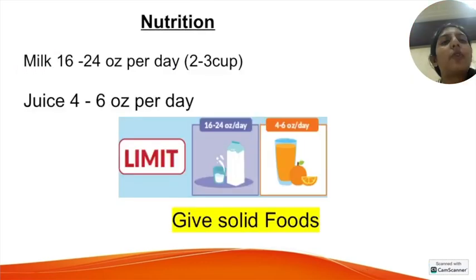Then coming on to nutrition. The child should already be eating solid food, and we always limit milk to 2 or 3 cups per day. Juice is limited to 4 to 6 ounces per day. Toddlers should be weaning off liquid nutrition and eating more and more solid foods.